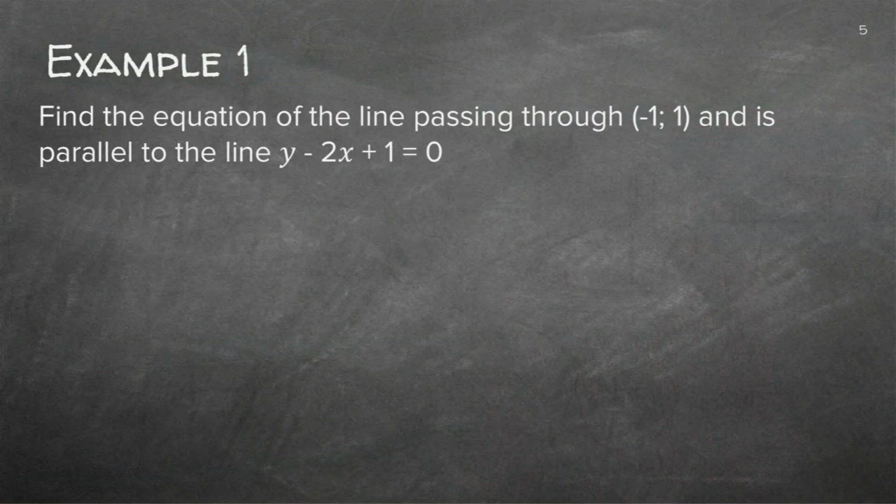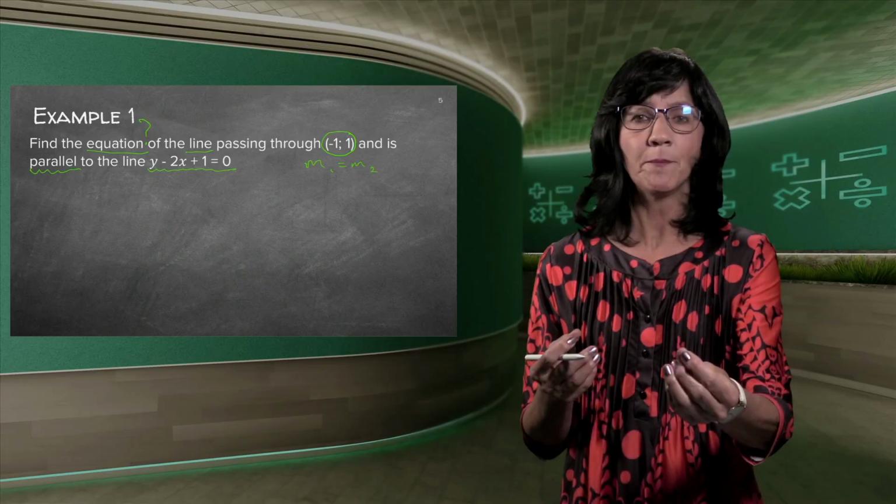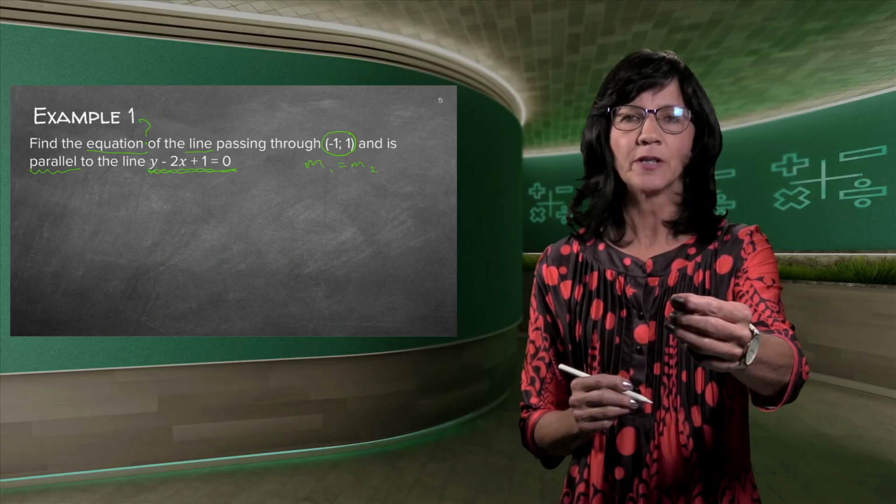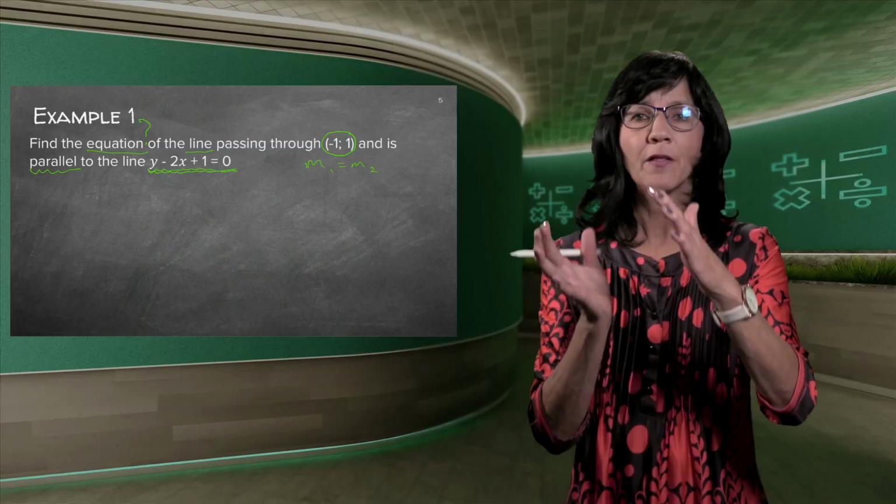So let's look. It's passing through (-1; 1), so they gave you one point, and they gave you this equation. They say, find the equation, so that is what I need to find, of the line passing through that point and is parallel. I'm going to stop just there. Parallel means m1 is equal to m2. Whenever you read the word parallel in the future, immediately you write down m1 is equal to m2, because then you know where to start. I need the m of this given formula so that I can replace it into the other formula, because I know they are parallel, they've got the same m.